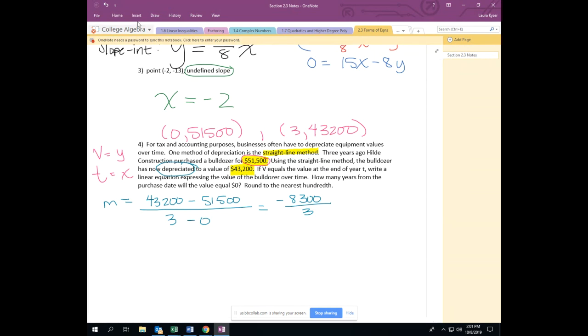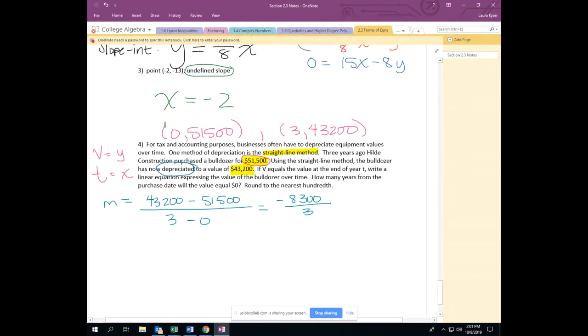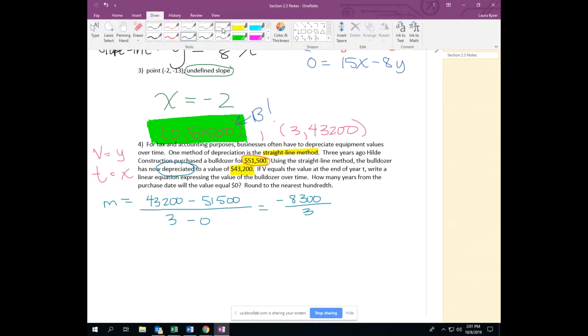Now, one nice thing about this particular equation is that one of our 2 ordered pairs is the y-intercept. If your x-coordinate is 0, that value is the y-intercept, which means we don't have to solve for b because we already have b. So how nice for us, that saves us a little bit of time. This guy right here is b. And that means I can go straight into my equation.